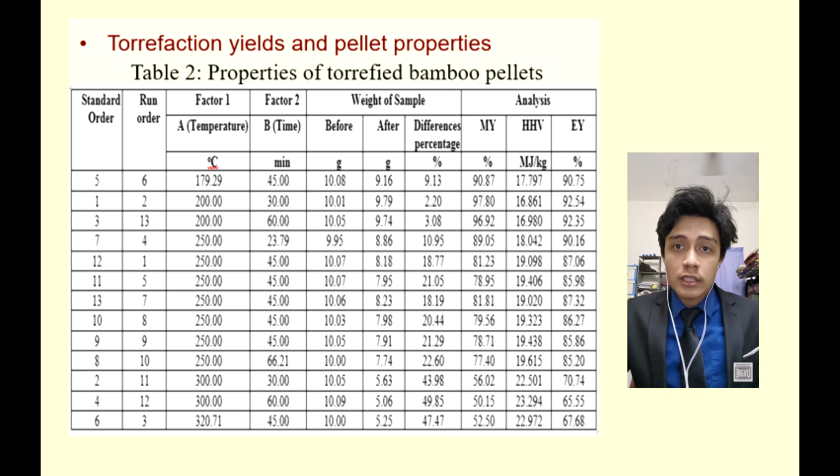The holding time also slightly affected the mass loss of the torrefied bamboo pellets. For example, the mass loss for the bamboo pellets at 200 degrees C and 30 minutes was only 2.2%, while at the holding time of 60 minutes it was 3.08%, which shows only a slight increase in the mass loss. Besides that, holding time also increased the HHV significantly compared to the temperature, which increased the HHV much higher.